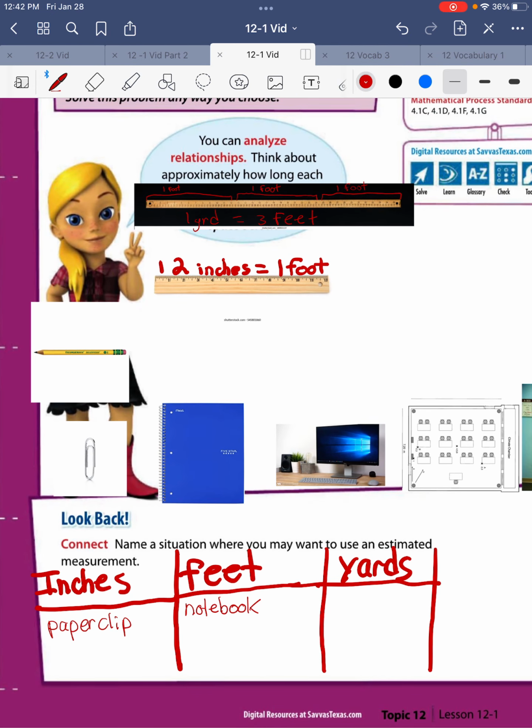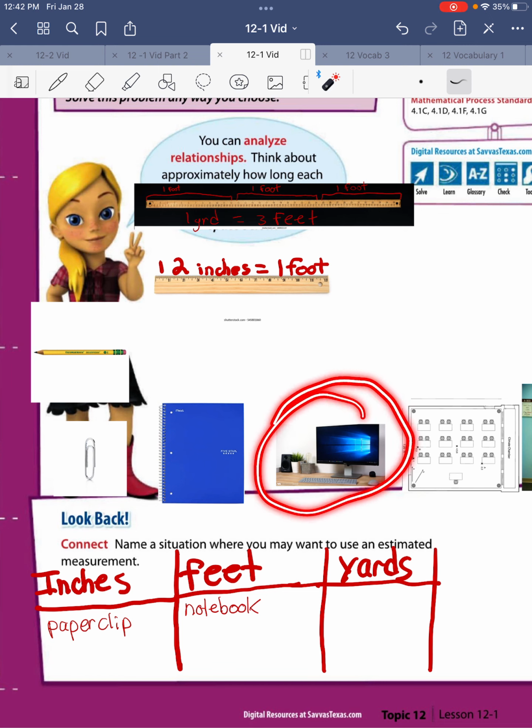Remember, if it's less than a foot, then it would be inches, like a paper clip. It's less than a foot, it would be inches. But a notebook journal is probably about a foot, so that's why I'm going to use feet. Okay. My next picture is a computer desktop.